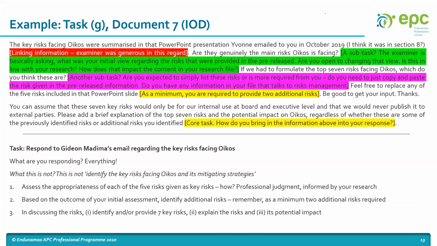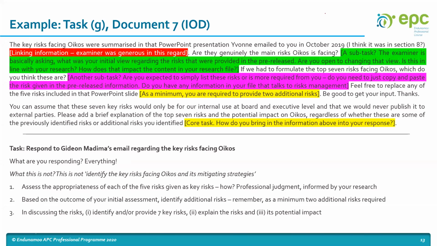Okay, so you are asking me a second question. So that is a subtask. So now the question is, are you simply expected to simply list those risks, or is more required from you? Do you need to just copy and paste the risks in the pre-released information? And do you have information about risk management in your file to begin with? So these are the questions going through your mind. If we had to formulate the top 7 risks, what are they? What do you think these are?